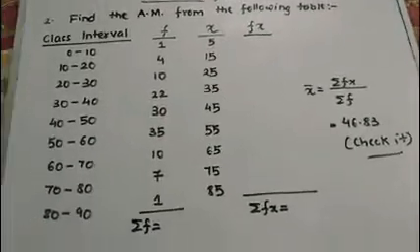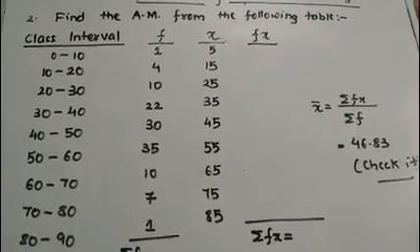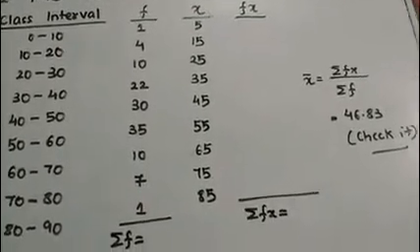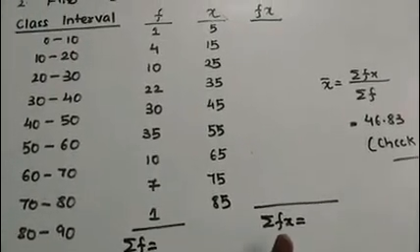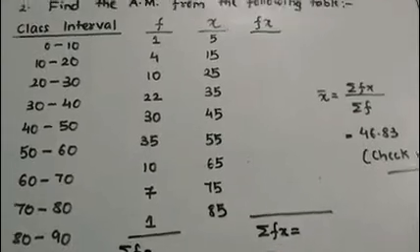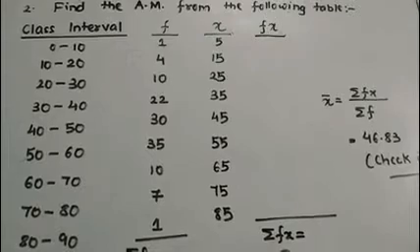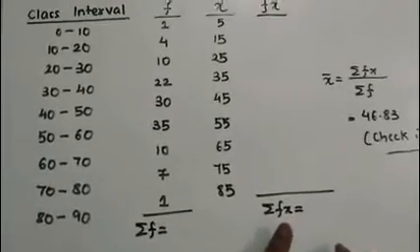So this is the way to solve the arithmetic mean whenever the class interval is given to you: simply find the mid value, then follow the formula, construct the table and put it in the formula of arithmetic mean. Simple. Now the next question.